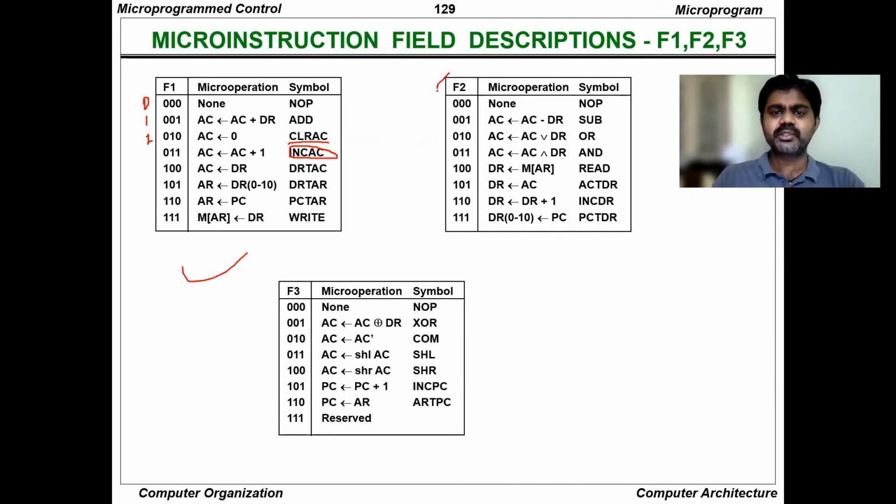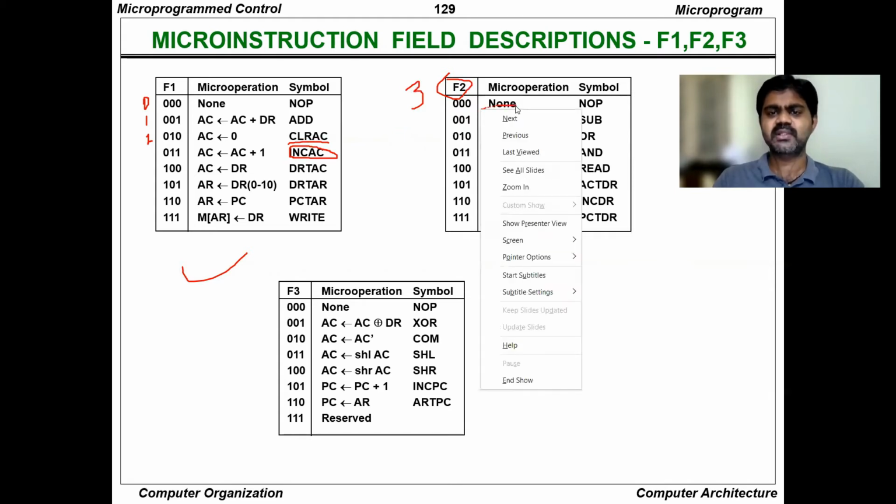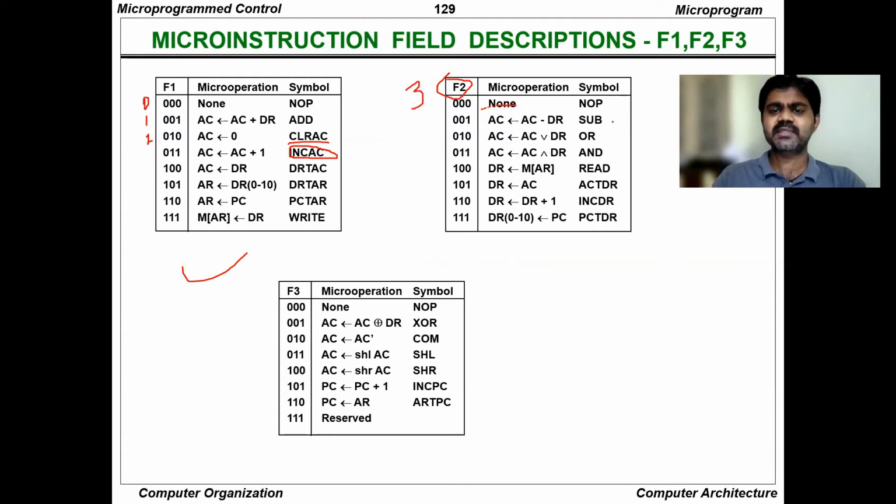Now F2. As we said, it is also 3 bits, so 2 power 3 we get 8 micro operations: 000, 001, 010, 011, 100, 101, 110, 111. The first one, 000, contains no operation. Next 001 is for subtraction, that is accumulator minus data register, and the result is stored in accumulator. 010 is OR, AC or DR, and 011 is AND, AC and DR, and the result is stored in accumulator. 100 is read. In F1 the last one is the write operation, and in F2 we get the read operation. Next 110 is your data register incremented by 1, DR plus 1 to DR, that is increment DR, and 111 is PCTDR, that is program counter to data register, that is 0 to 10.